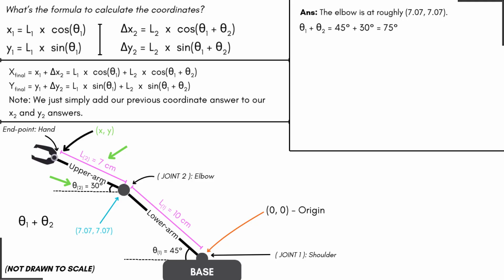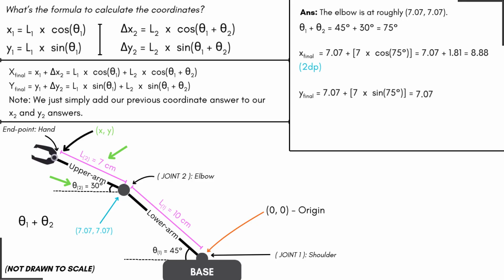Now let's plug them into the new equation, which is x final equals 7.07 plus 7 times cosine 75 degrees, equals 7.07 plus 1.81. This equals 8.88. For y final, we do the same thing, which is 7.07 plus 7 times sine 75 degrees, equals 7.07 plus 6.76, equals 13.83. And that's it. If you input 45 degrees, 30 degrees, the forward kinematics function tells us the hand lands at precisely 8.88, 13.83.